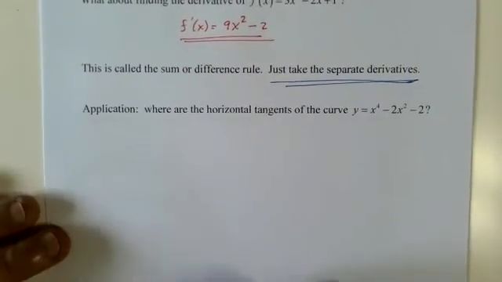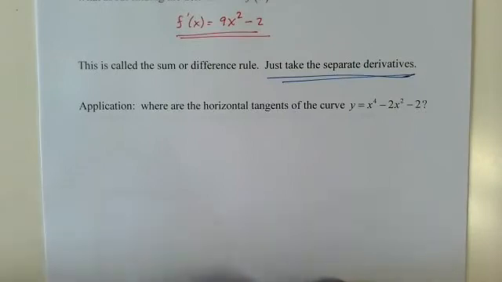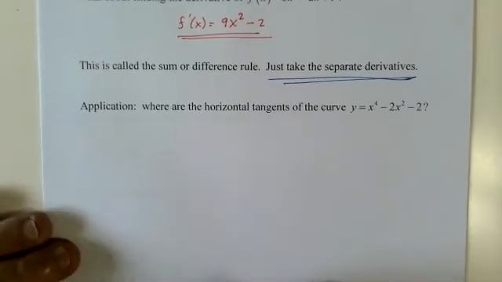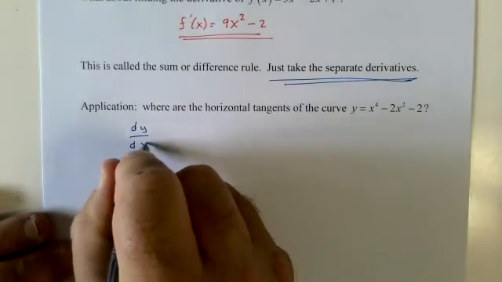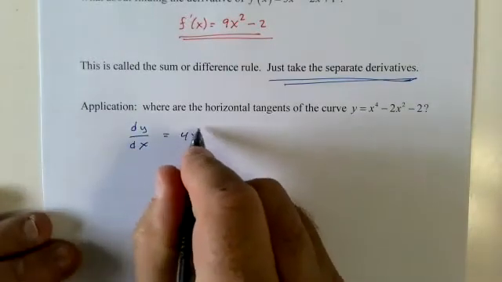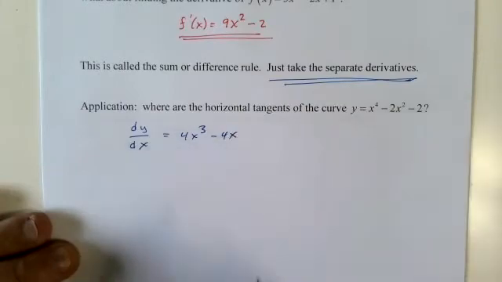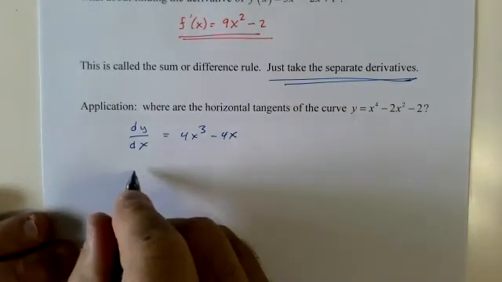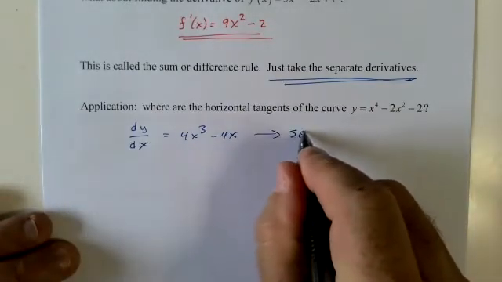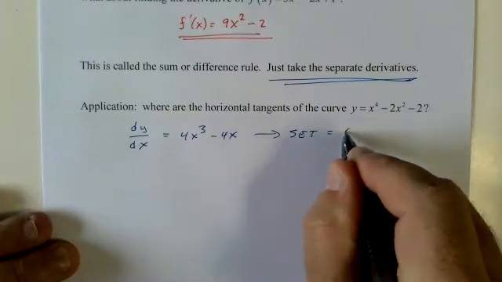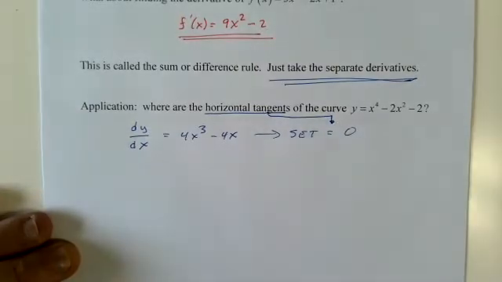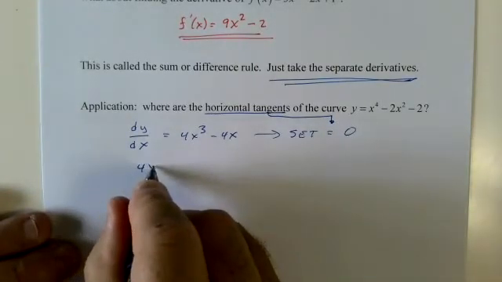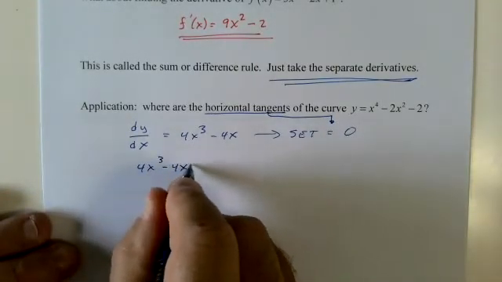So here's an application. This is what they do. Hey, what are the horizontal tangents? I happen to know that horizontal tangents have slopes of 0. So, okay, dy dx equals 4x to the third minus 4x. Set it equal to 0 because of the horizontal tangents. 4x to the third minus 4x equals 0.